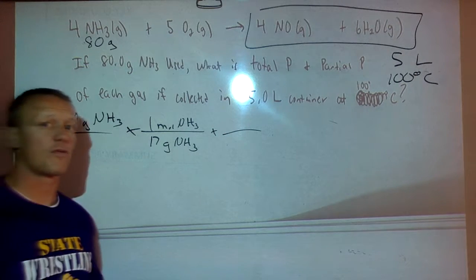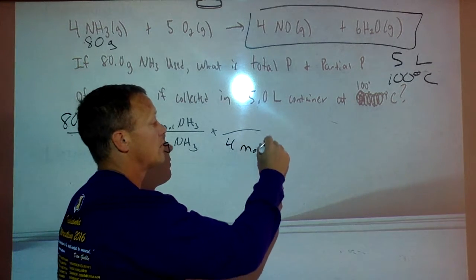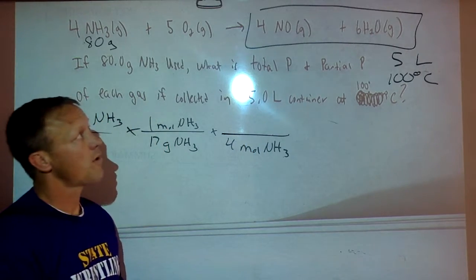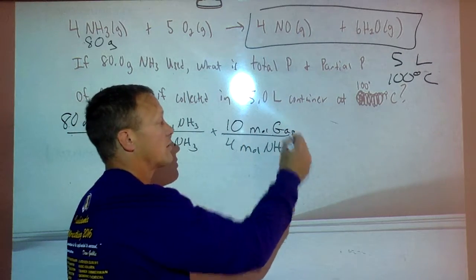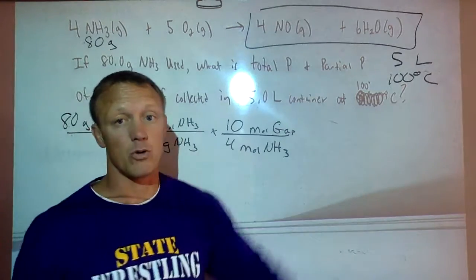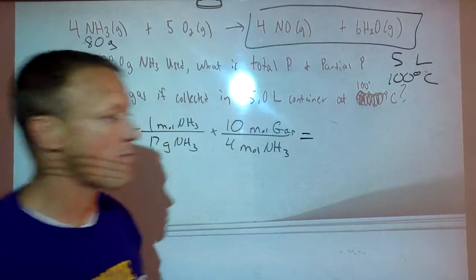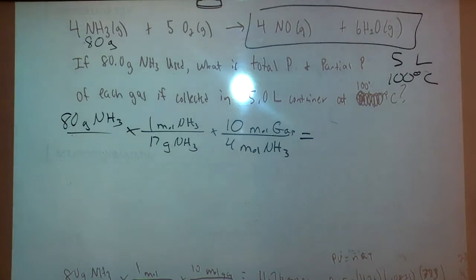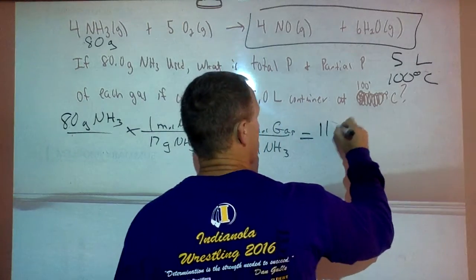Here's where I'm going to do something a little different from what we've typically done. I'm going to say that for every 4 moles of ammonia, there's 4 plus 6, there's 10 total moles of gas produced in this reaction. I could do each one individually, but I can just say for every 4 moles of this that are used, it produces 10 moles of gas at the end of the reaction. So I just want to know how many moles of gas are made at the end of the reaction. When I do that, I get 11.76 moles of gas.